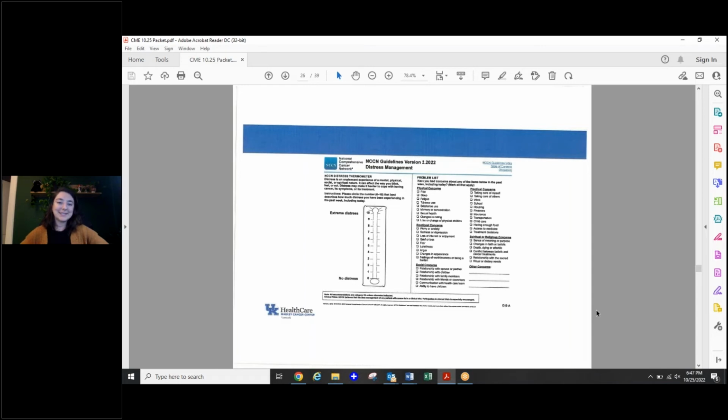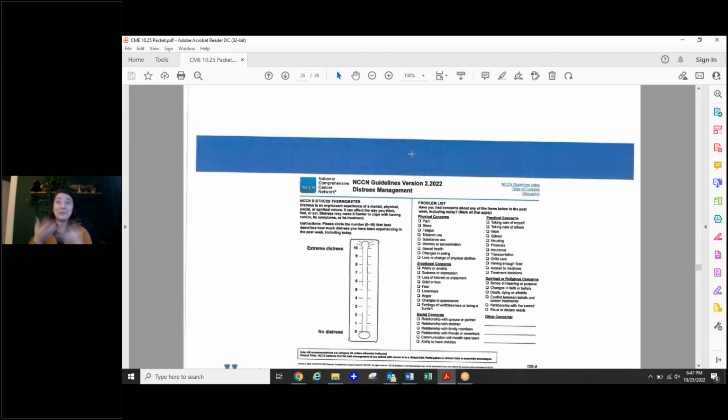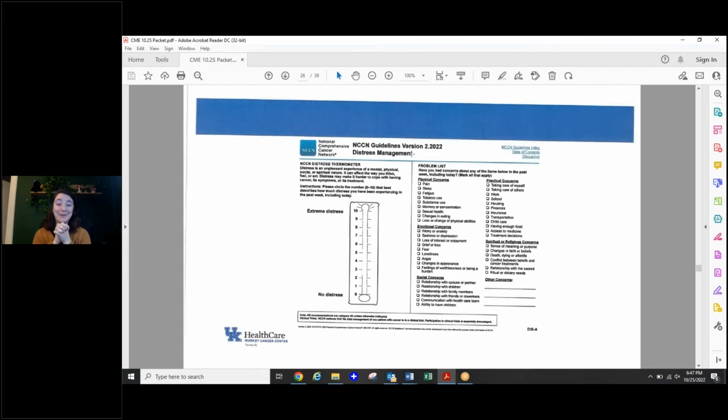So this is just what our distress thermometer looks like. And I know it might be a little bit small for you all. Those are all of the types of things that we as social workers can assess and offer support with. And so if you're ever wondering what are the types of things that social workers help out with, this is a pretty good list.